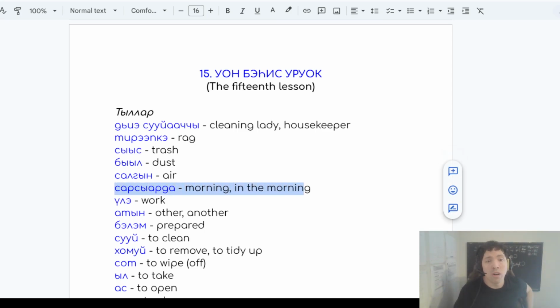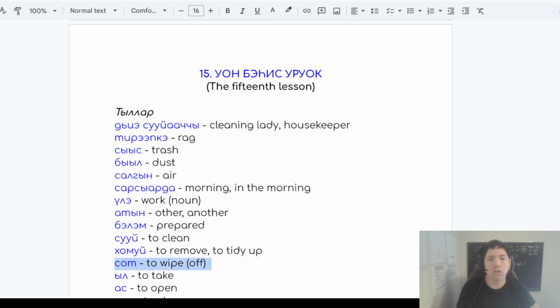Sarsarta, morning or in the morning. Ule, work, noun. We already learned ulele, the verb. Atan, other or another. Belem, prepared. Soy, to clean. Khabui, to remove, to tidy up.